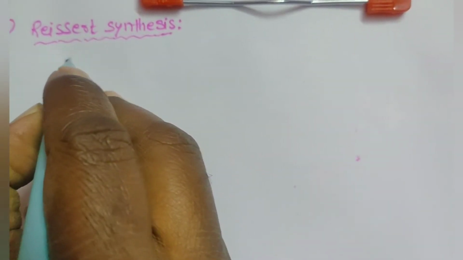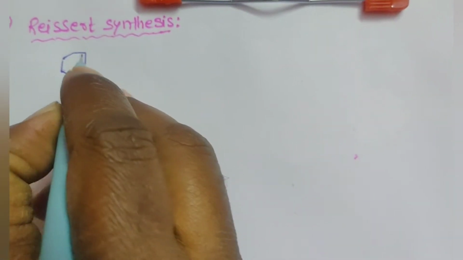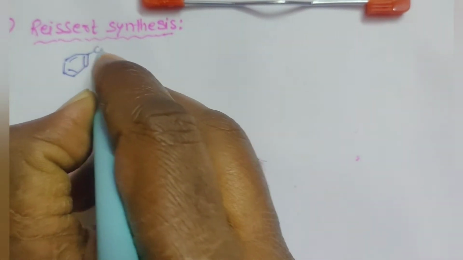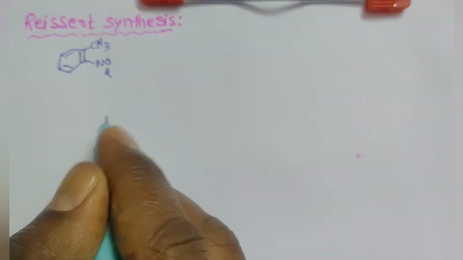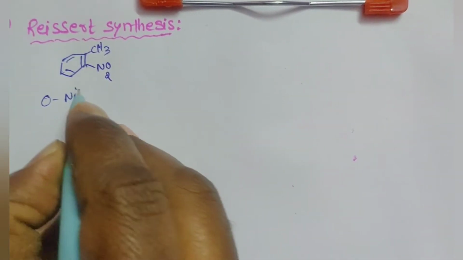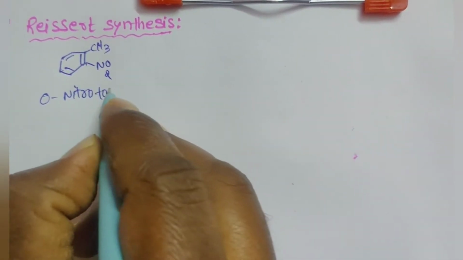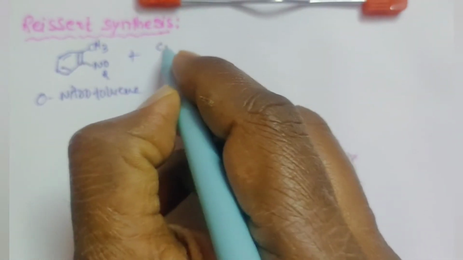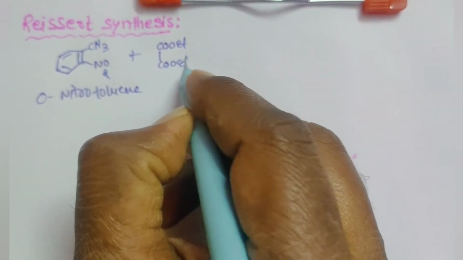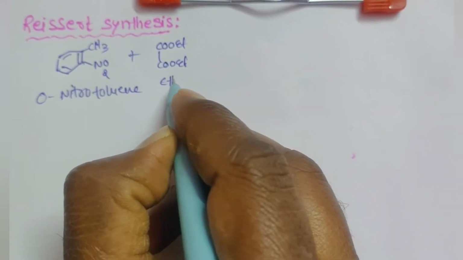Now we study the second preparation method of indole, that is the Reissert synthesis. In the Reissert synthesis, we use two starting materials. One is orthonitrotoluene. So look here, this is toluene, and at the ortho position we are writing the nitro group. So it becomes orthonitrotoluene. And we use ethyl oxalate as the other starting material. So it is diethyl oxalate or ethyl oxalate.